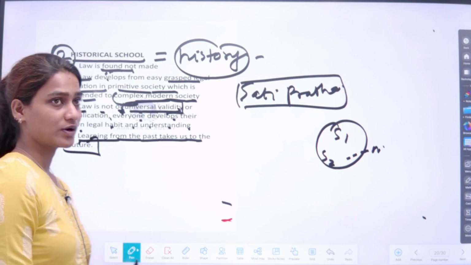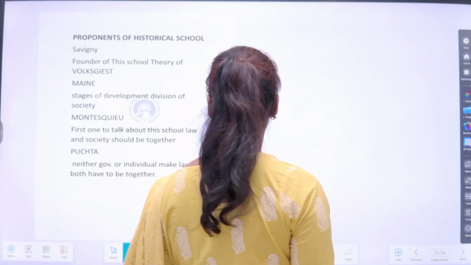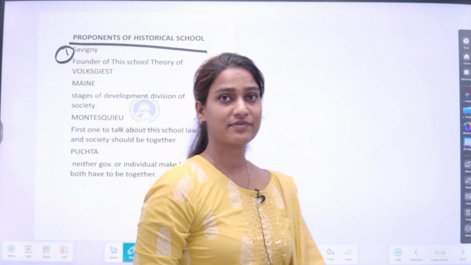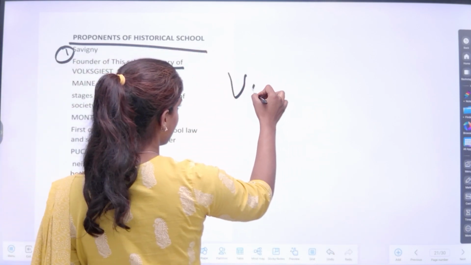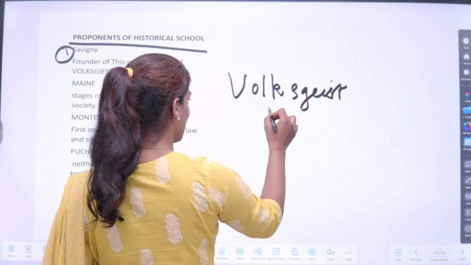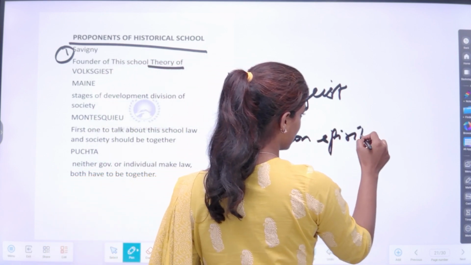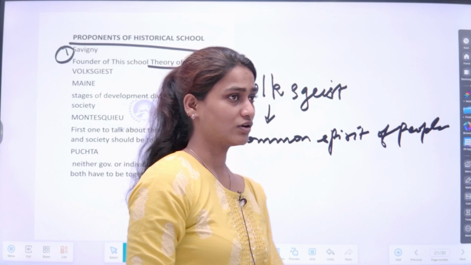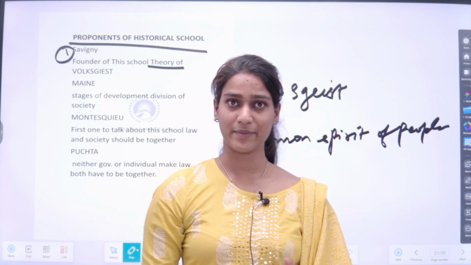Now let us look into the proponents of the historical school of jurisprudence. The first proponent is Savigny. Savigny is the founder of this school. He gave a very famous theory, the theory of Volksgeist. What does Volksgeist mean? It means the common spirit of people. We will be learning this theory in further classes in more detail.